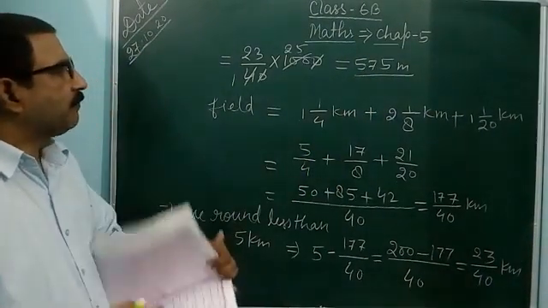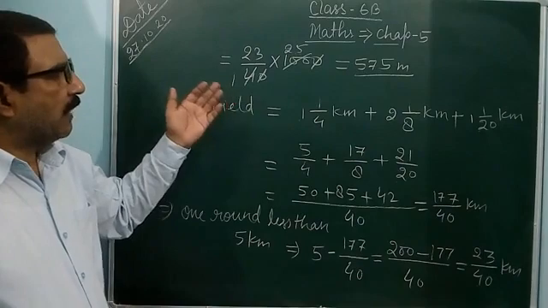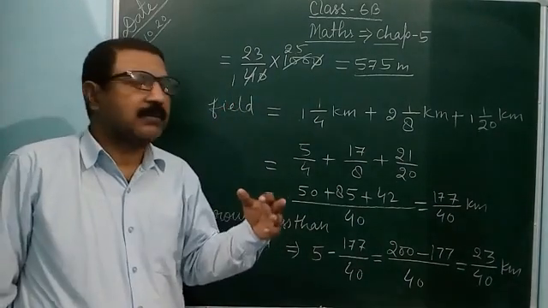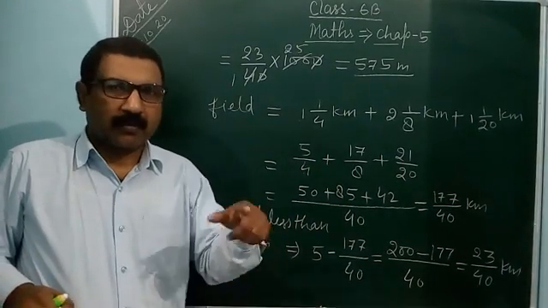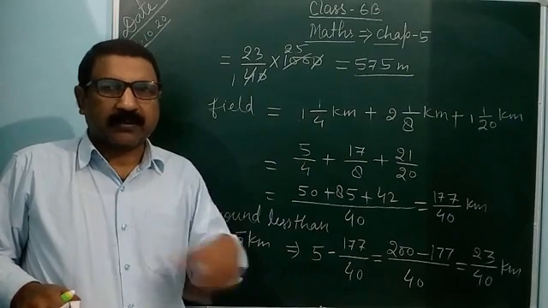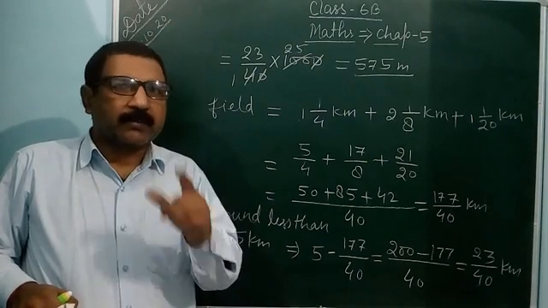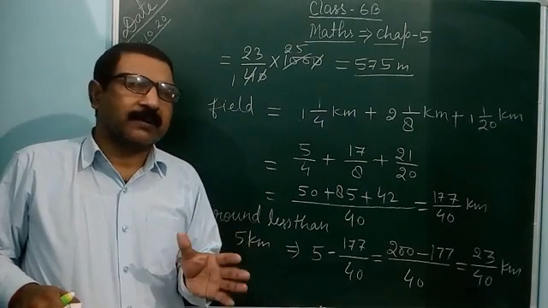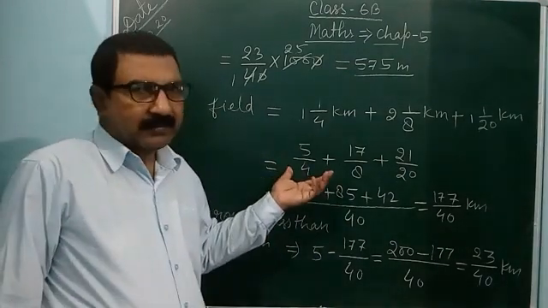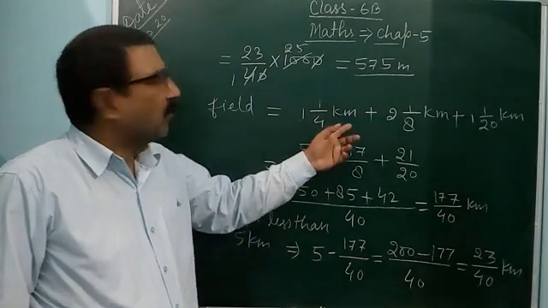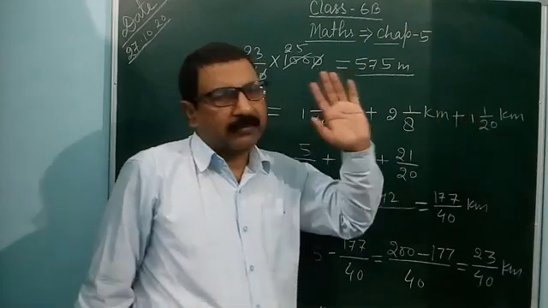So this is a very easy question. Firstly, it is given as one round, and the round is done on a triangular path. So the perimeter of the triangle is one round. If he completes one round, that is the perimeter of the triangle. Perimeter means you add all the sides together: 1 and 1 by 4 kilometer one side, second side 2 and 1 by 8 kilometer, third side 1 and 1 by 20 kilometer. It is given in the question.